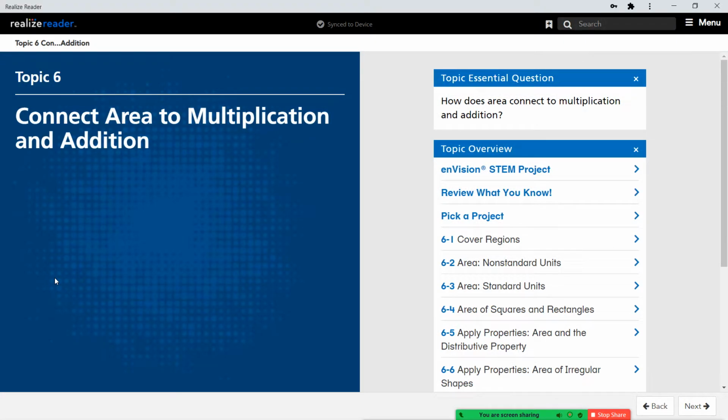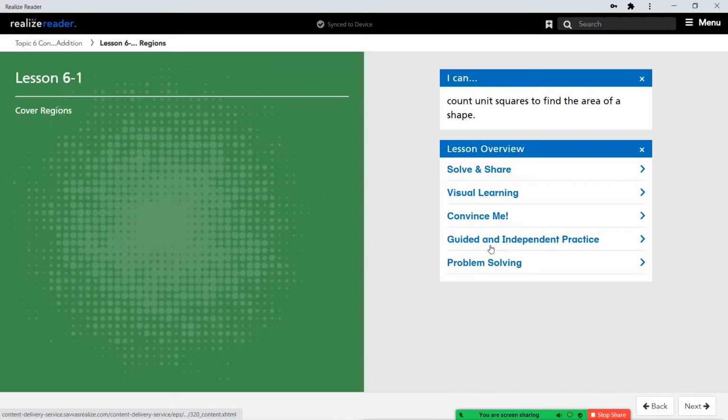Third grade, and welcome to topic 6 in math. In this topic, we're going to focus on connecting area to multiplication and addition. So we're going to look at different ways we can measure area and how we can use multiplication and addition to solve. So for our first lesson, 6-1, it's going to be about covering regions, or covering a certain amount of space and figuring out how much we needed to cover that much space.